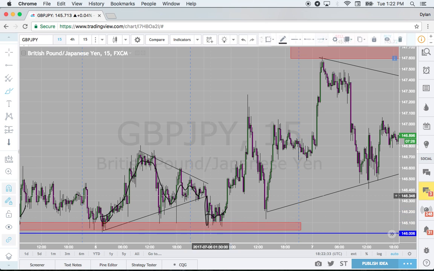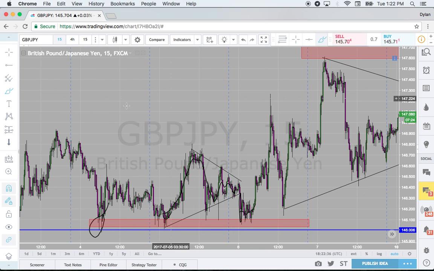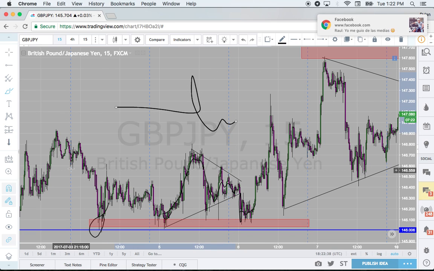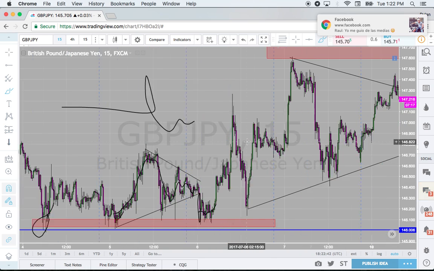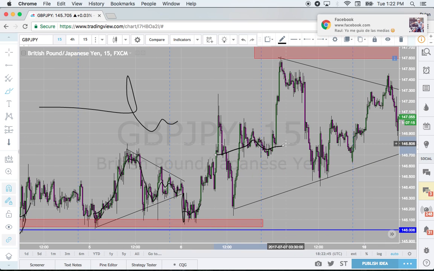Once again, I'm sorry, I don't know why my trackpad is doing this. It actually seems like I'm not sure.